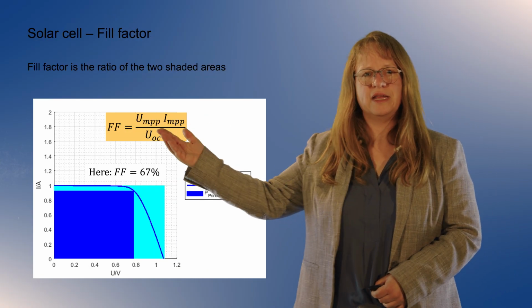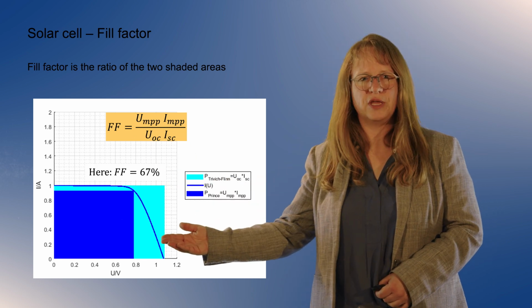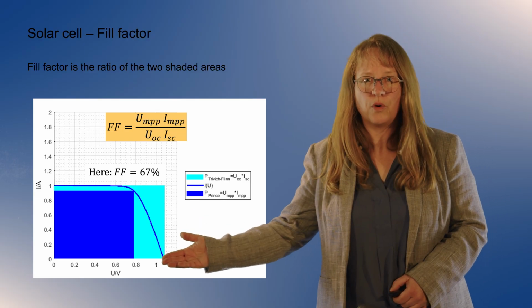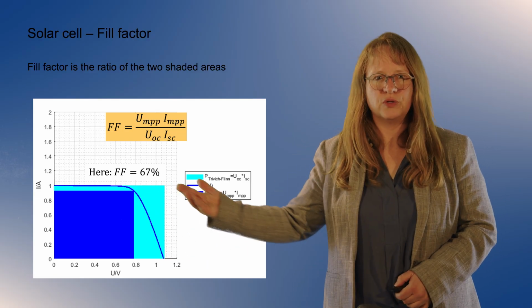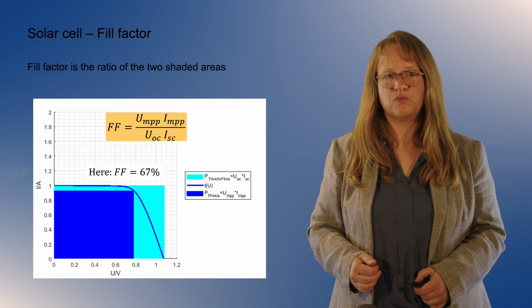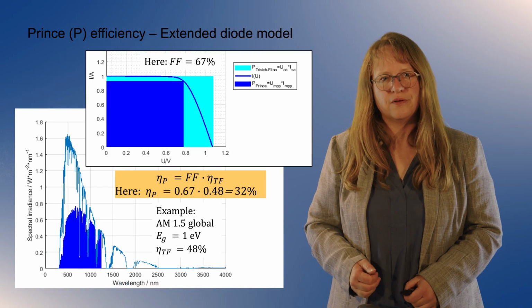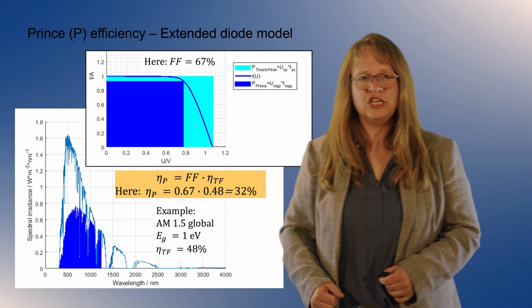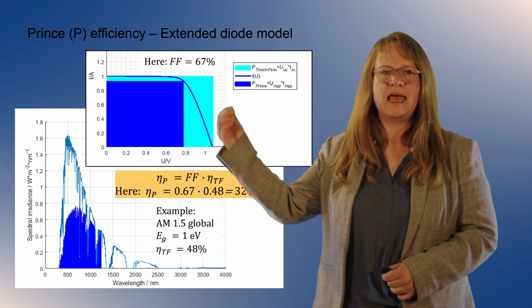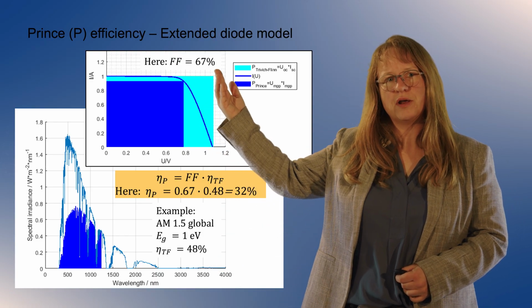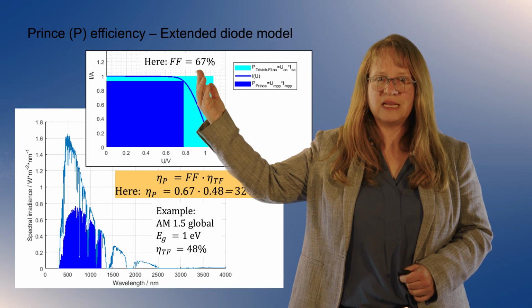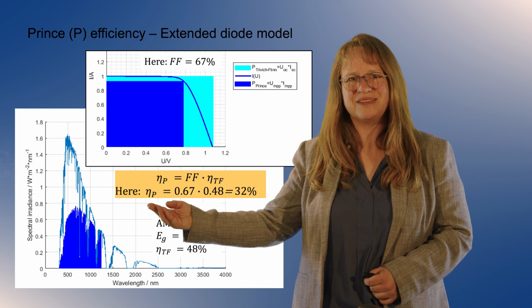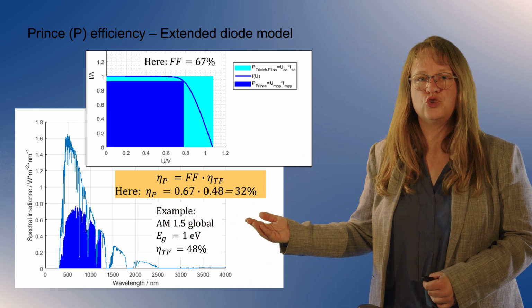Then we can calculate the fill factor from this, and the example that I'm showing here actually has a fill factor of 67%. So it depends on what the IV curve looks like, what the fill factor is. So here I put in values such that I have a 67% fill factor. And finally, we can then again combine the Trivich and Flinn model that we are seeing here with the 48% efficiency and this extended diode model that Prince suggested with a 67% fill factor. And for this case, we get an overall Prince efficiency, maximum efficiency of 32%.